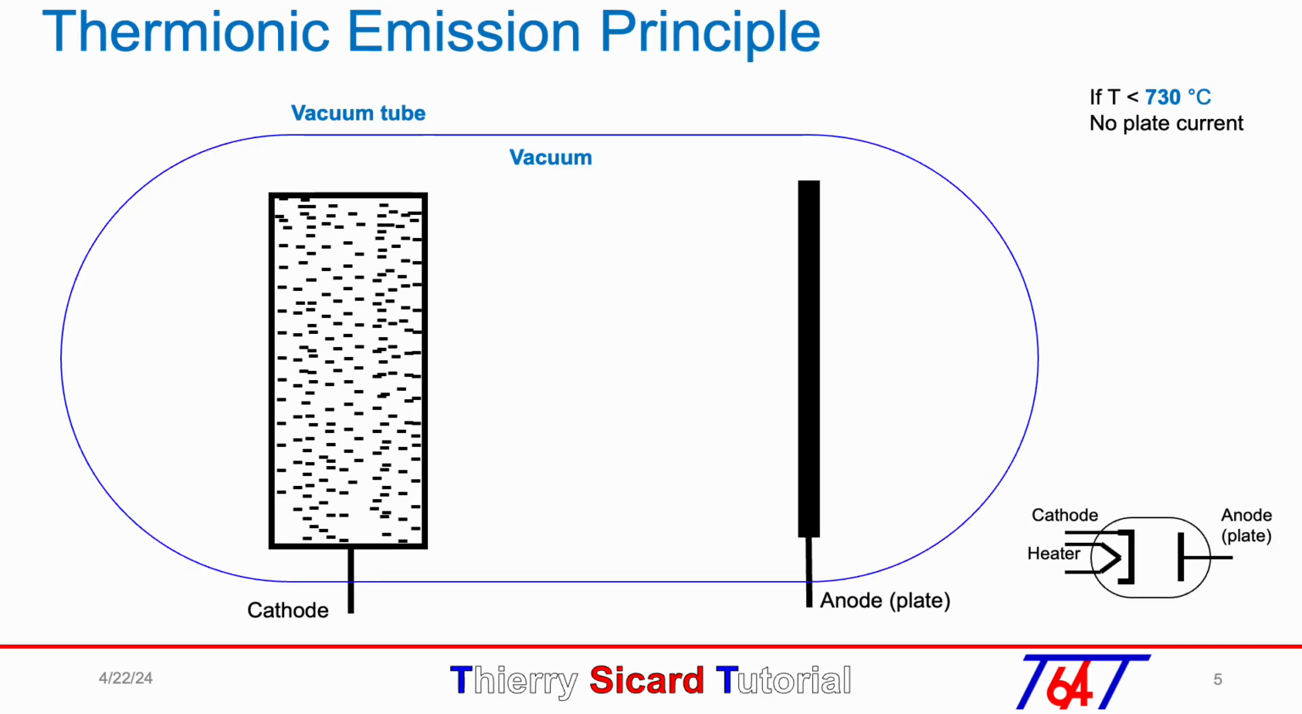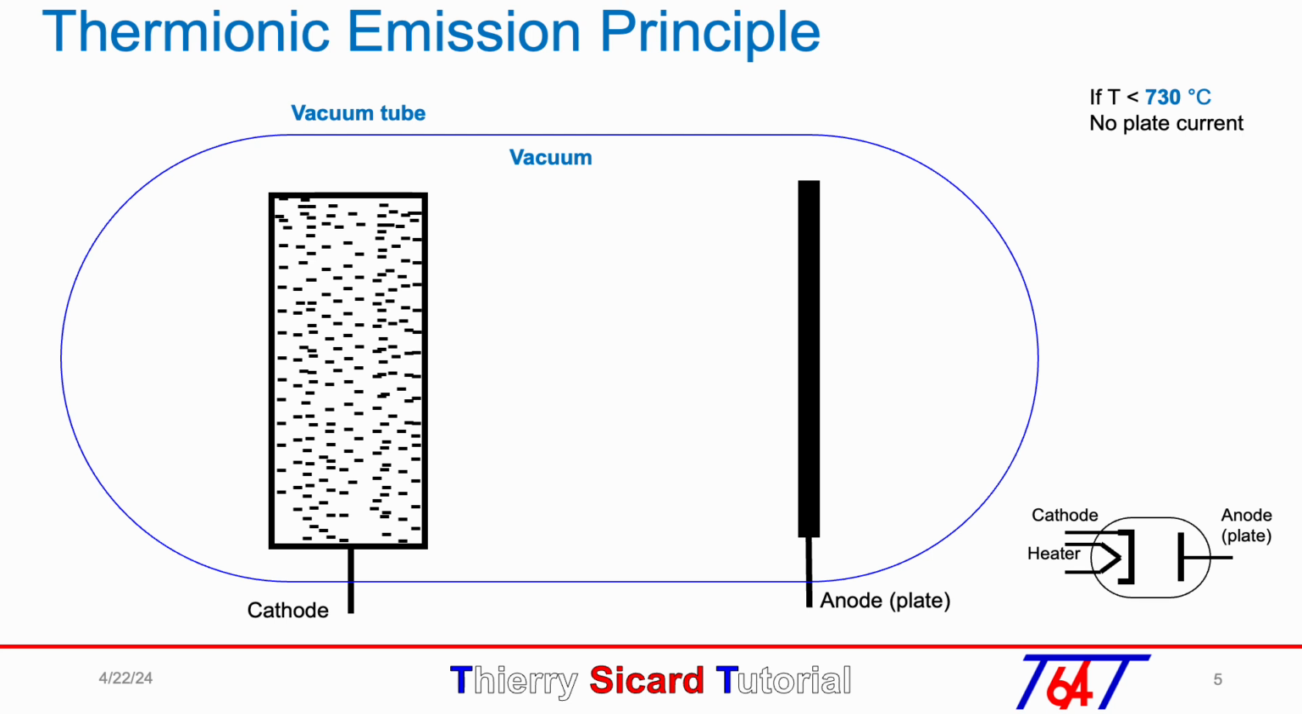To analyze thermionic emission, we need to place two electrodes in a vacuum tube. One electrode is a cathode and the other one the anode, which is a plate. On the bottom right, we have the symbol of the diode with the cathode, the anode, and the heater resistor to warm up the cathode. The minus sign represents the electrons in the cathode. Of course, there is the same quantity of positive charges, but only the negative ones, the electrons, are represented because they are the only ones we can move.